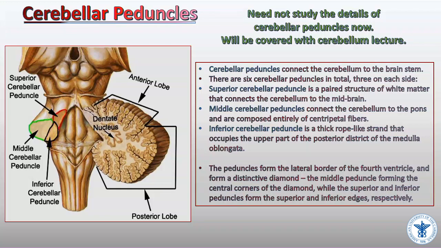But you have bits from the midbrain, the pons, and the medulla that come together here, okay? And it forms the lateral boundary of the fourth ventricle. That's important to remember.